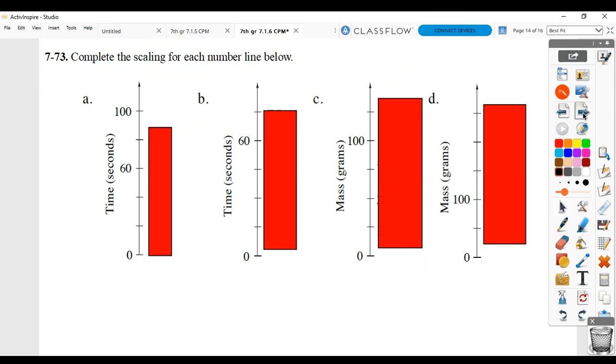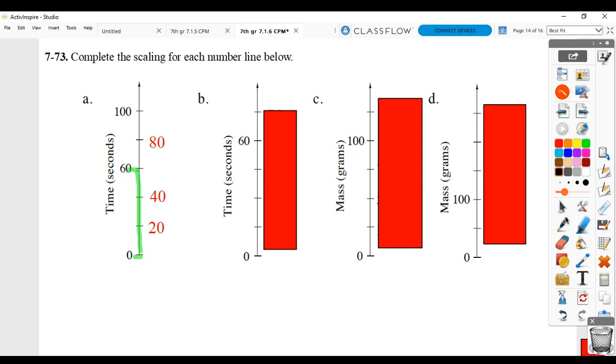For 773, you need to complete the scaling. In other words, put in the missing values. So what we see is we have 0 here and 60 here, and we have 3 spaces in between. So that means the difference between them is 60 divided by 3. We're going up by 20s. So we'd have 20, then 40 is missing, 60 was given, 80 is the other missing value.